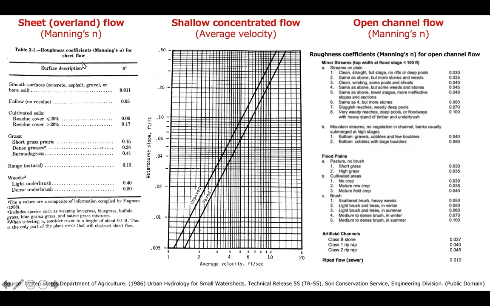For example, these tables and charts come from the U.S. Department of Agriculture Technical Release 55, entitled Urban Hydrology for Small Watersheds. So we're going to see how these tables and this chart can be applied in a step-by-step process to determine the time of concentration. So let's suppose that we have a grassy area as shown here in the photo.